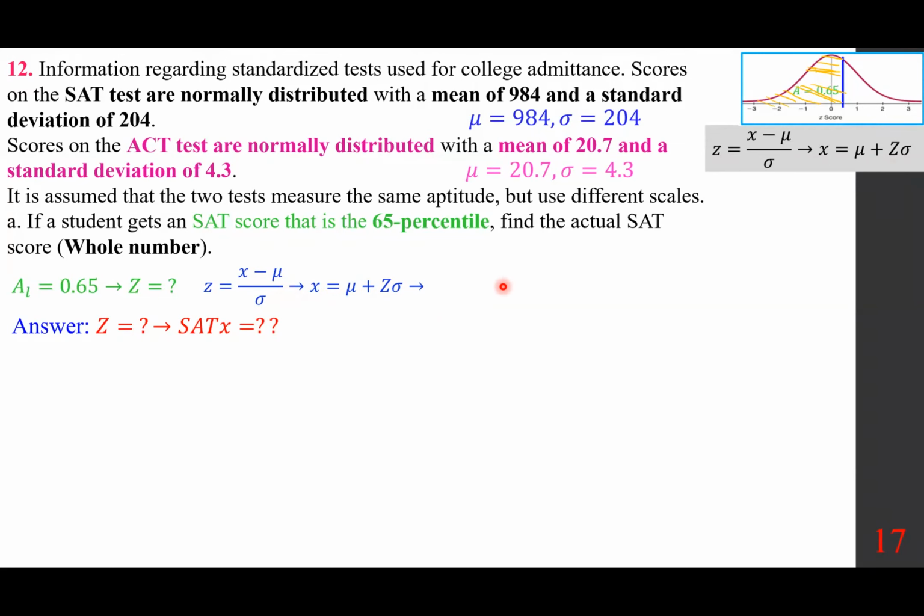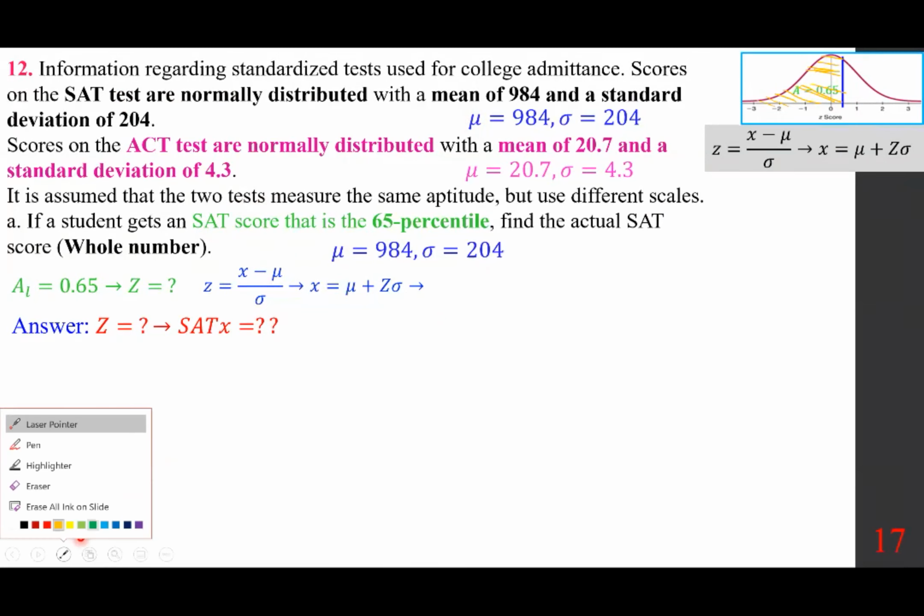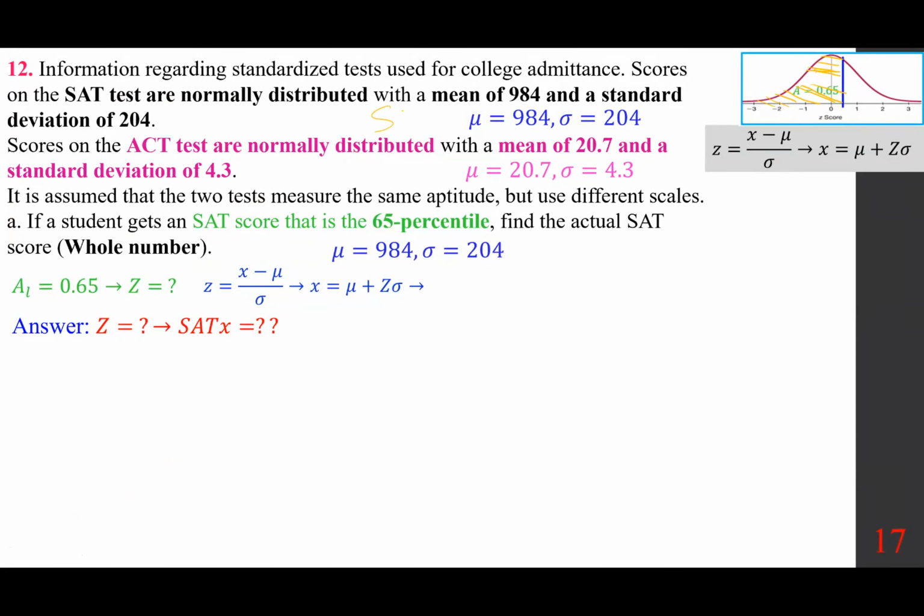We've got everything. What is missing is the z. We have to look this up either with technology or a table and come up with the answer. We're going to use mu equals 984, sigma is 204, because we are looking at the SAT score. The ACT values we already know, but they are for ACT. We're going to use this information because we are looking at the SAT.